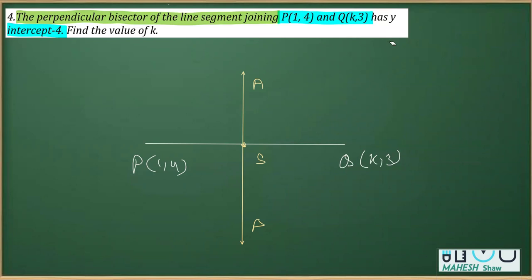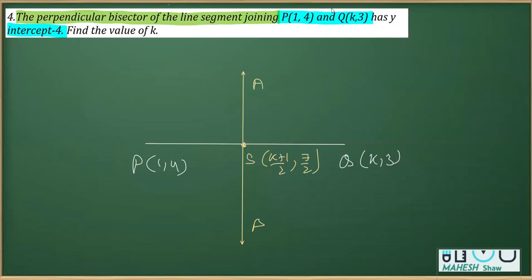Now, what we can figure out is that from here we can obtain the coordinate of the midpoint, that is this point S, using (x1 plus x2) upon 2. So that is (k plus 1) over 2. And similarly, (y1 plus y2) upon 2, that is 7 over 2. Now, once we obtain the coordinate of S, I'm going to obtain the slope of this PQ.